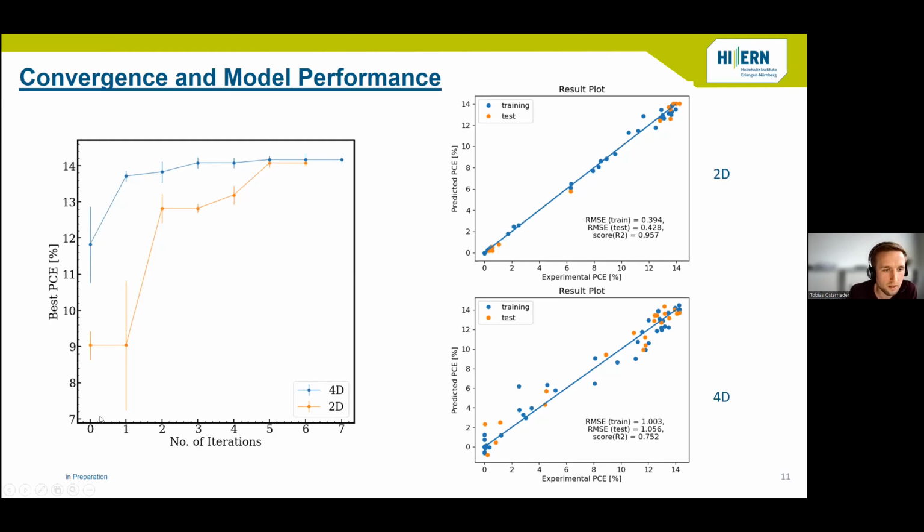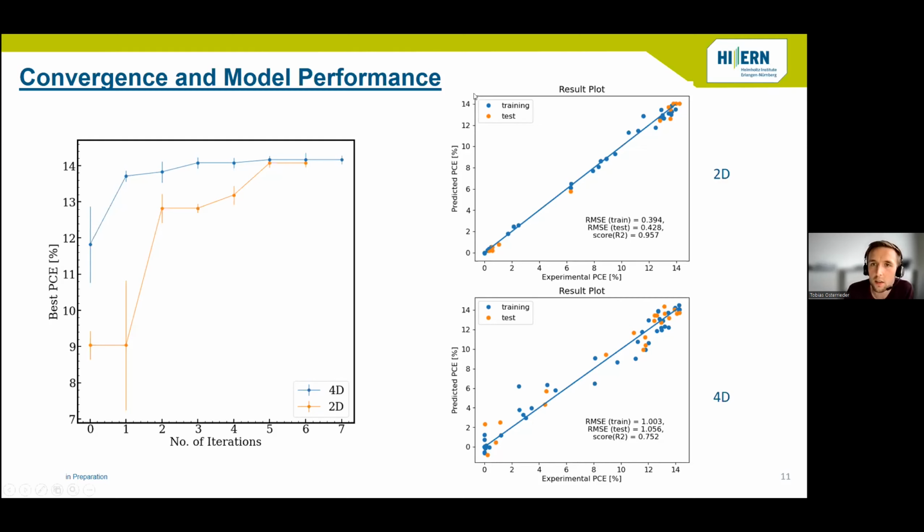So for this 0th iteration, this is the initial data set. For the 2D experiment, we used only 7 samples as initial data set, while for the 4D, we used 28 samples for the initial data set. So in total, we needed more cells in the 4D optimization to get the best sample.